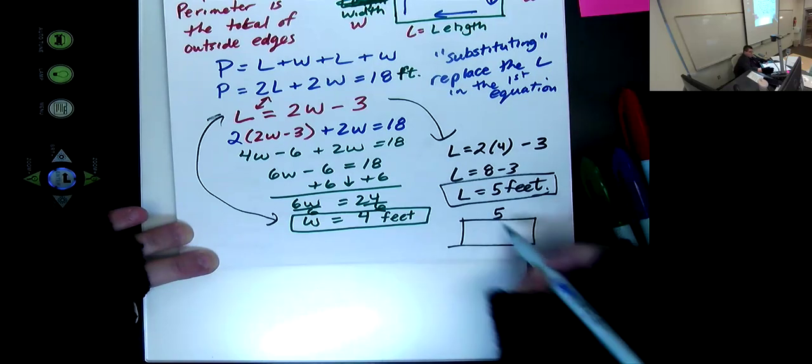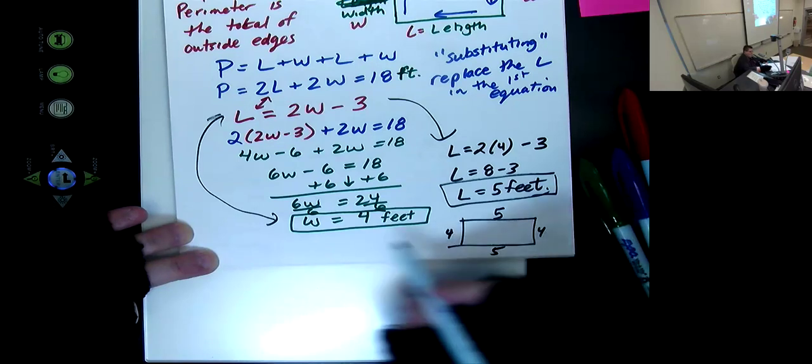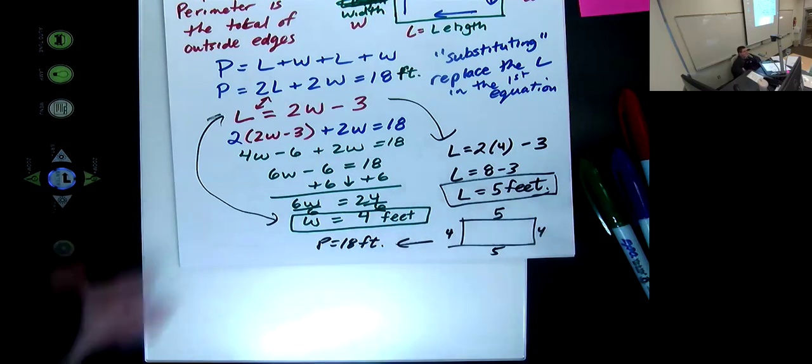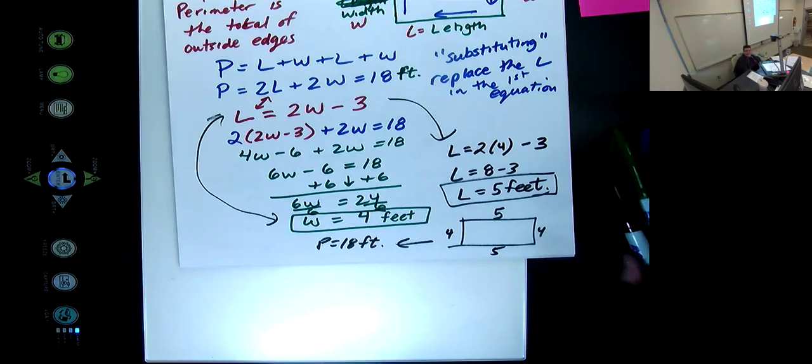And if I wanted, I could go ahead and draw the rectangle and add up the sides and make sure that I still get P equals 18 feet. So the answers are length is 5 feet, width is 4 feet. Everybody good?